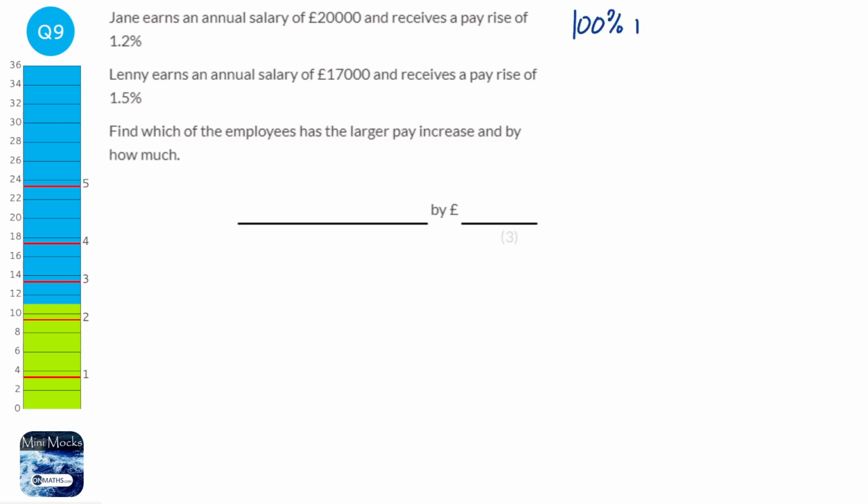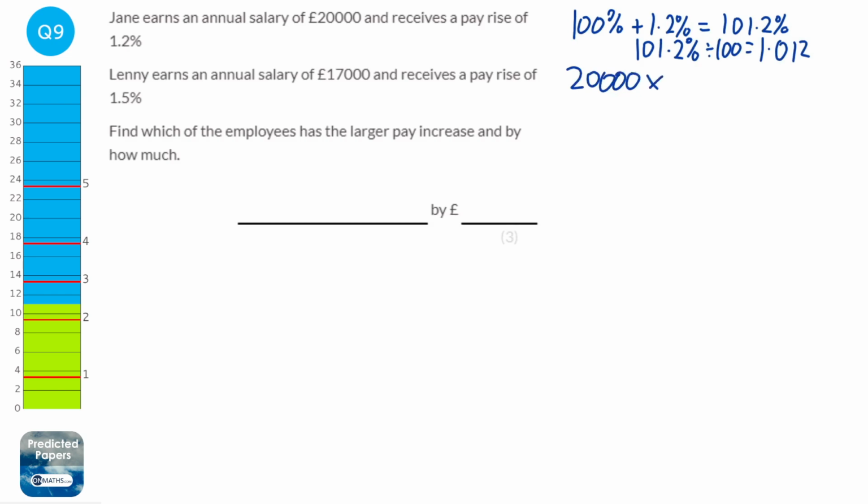Jane has a 1.2% pay rise, so that would be 101.2%, and we divide that by 100 to make it a multiplier. So the multiplier is 1.012, so we take the 20,000 times it by 1.012, and that gives us 240. Next we do the same for Lenny, so that is Jane.